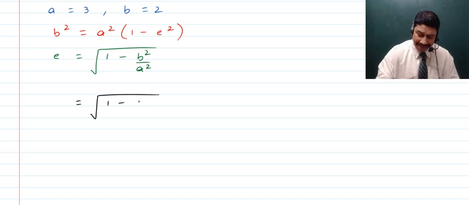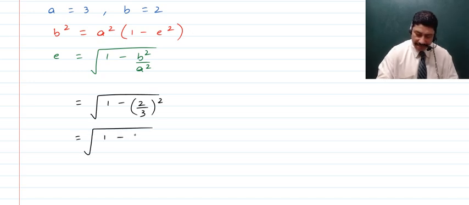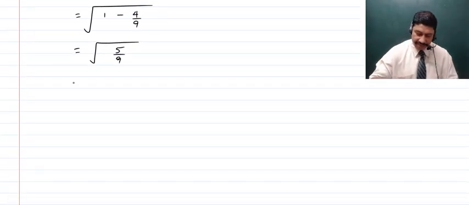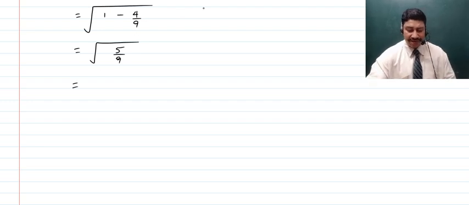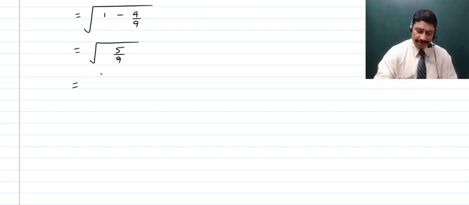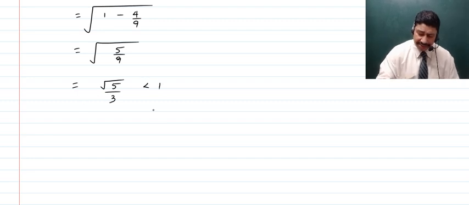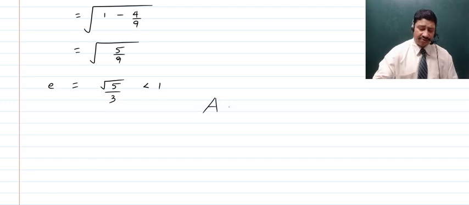So 1 minus 2 upon 3 whole square is what you've got. So this is going to become equal to 1 minus 4 upon 9. So that will then become equal to root of 9 minus 4, that is 5 upon 9. So the value of this is going to be less than 1, as you know that 5 upon 9 is a proper fraction, so obviously its root will also be less than 1. So this is then going to become equal to root 5 upon 3, which is less than 1, and that then becomes the value of eccentricity, which is what we had to find out in this question.